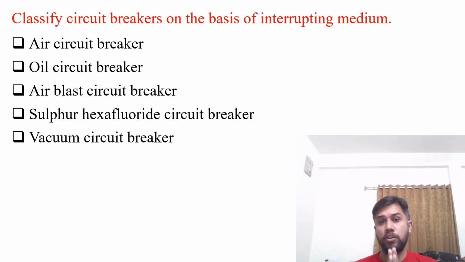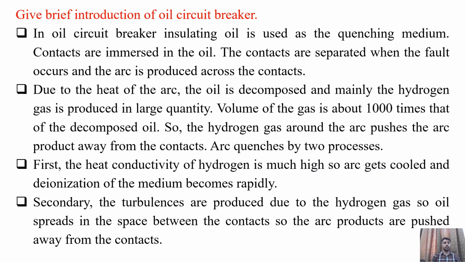Classify circuit breakers on the basis of interrupting medium. So on the basis of interrupting mediums, circuit breakers are classified into these 5 categories. First is air circuit breaker, oil circuit breaker, air blast circuit breaker, sulfur hexafluoride circuit breaker, that is SF6 circuit breaker, and last is vacuum circuit breaker. So these are some types of circuit breakers which are used in the power system and are classified on the basis of interrupting medium.